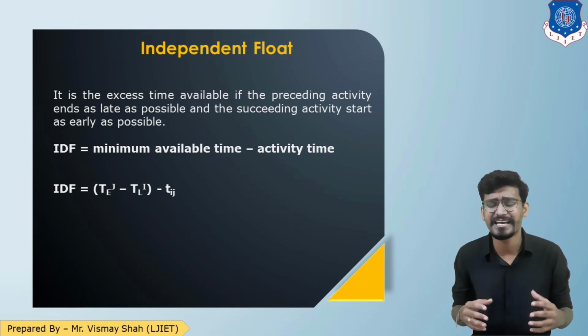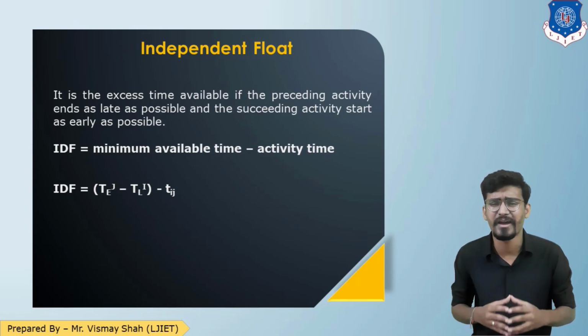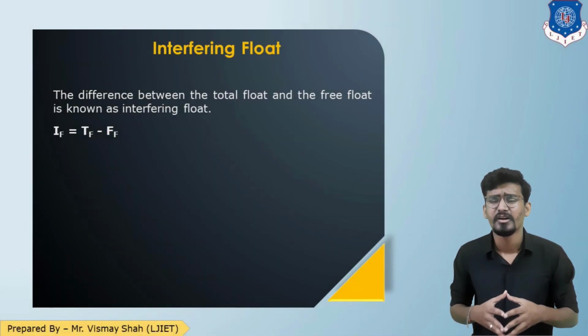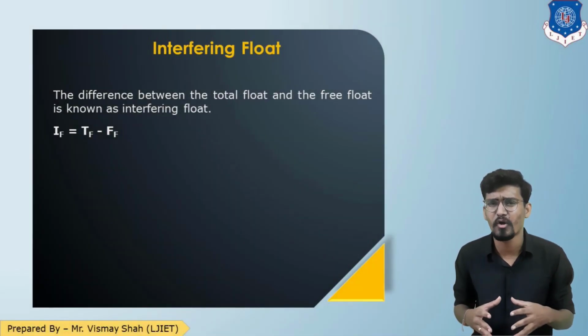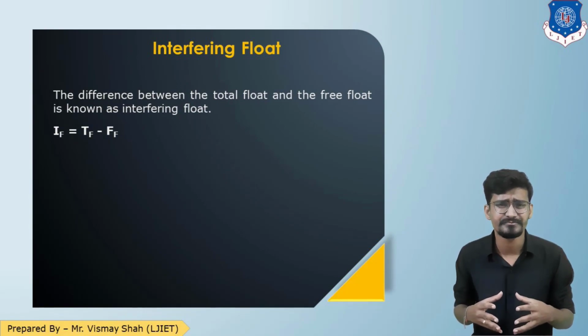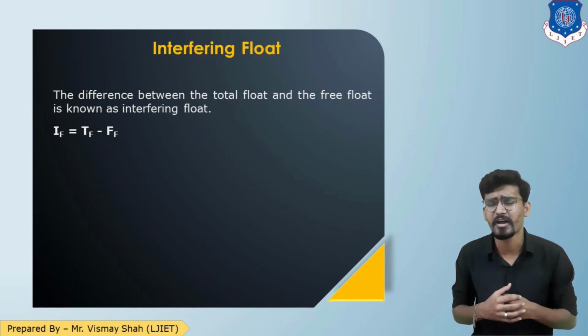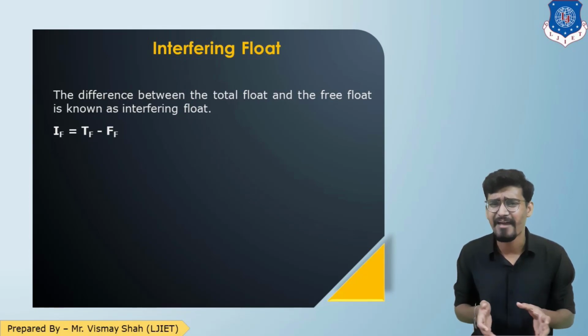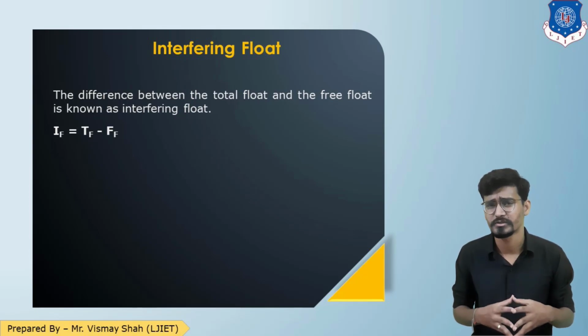Now the last is interfering float. Let us see that. The difference between total float and free float is known as the interfering float. So IF equals total float minus free float. So these are the four floats.